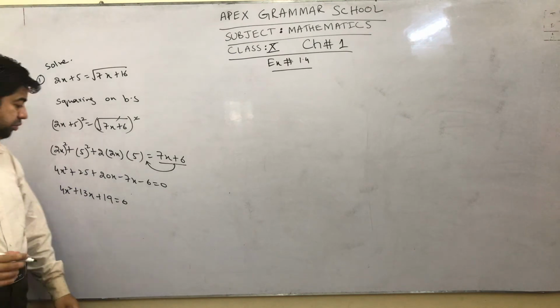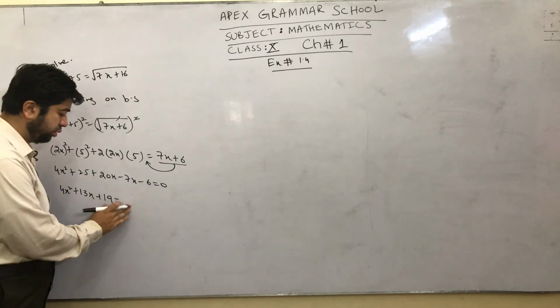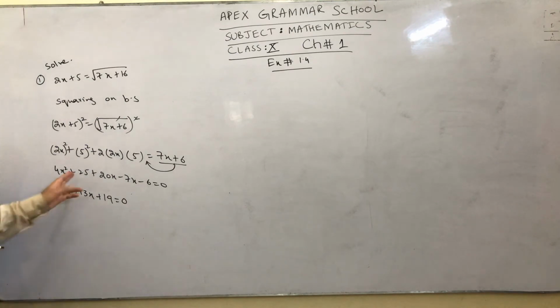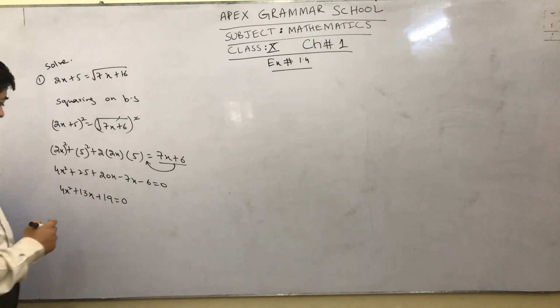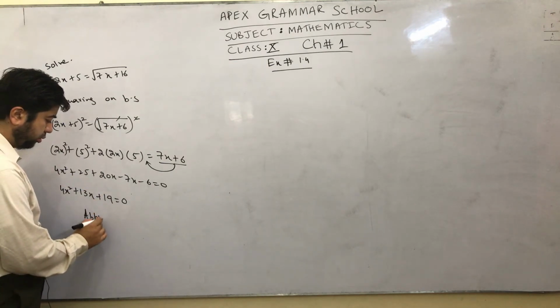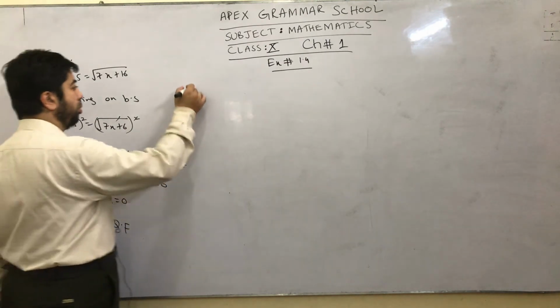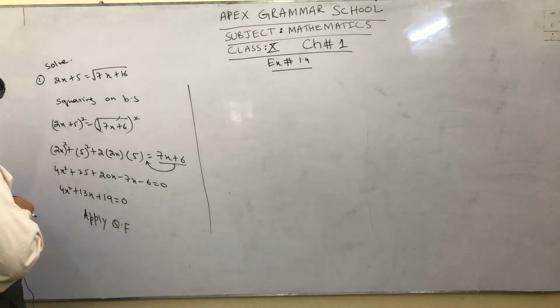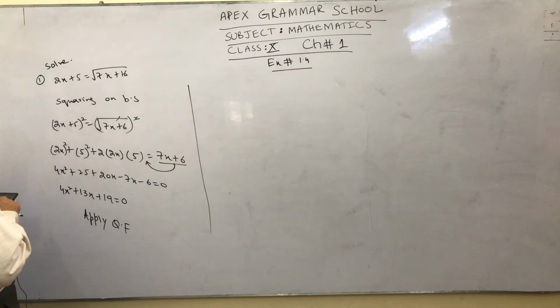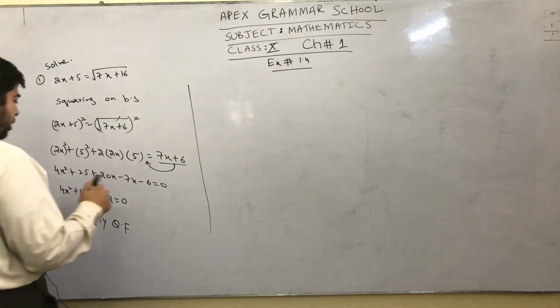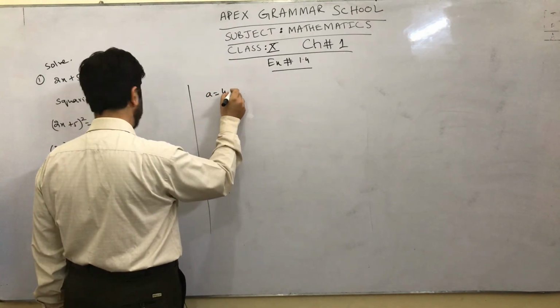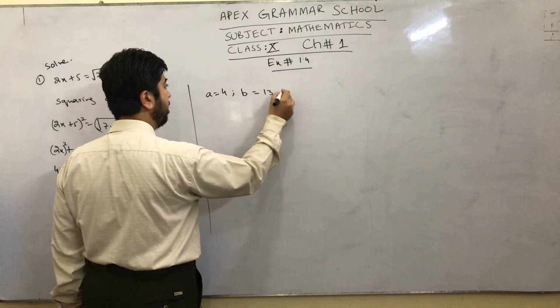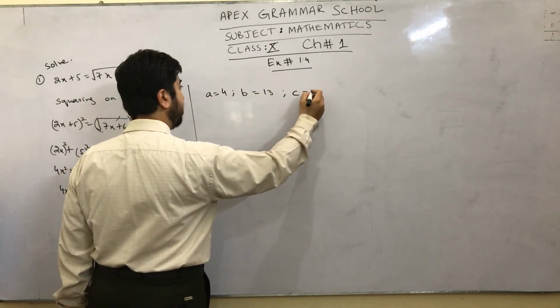You can see that this is now the quadratic equation. This is the quadratic equation, so you have the methods. You can apply a quadratic formula here. To apply the quadratic formula, if you can easily make the pair of it, you can do it very well. Here the value of a is equal to 4, b is 13 and c is 19.